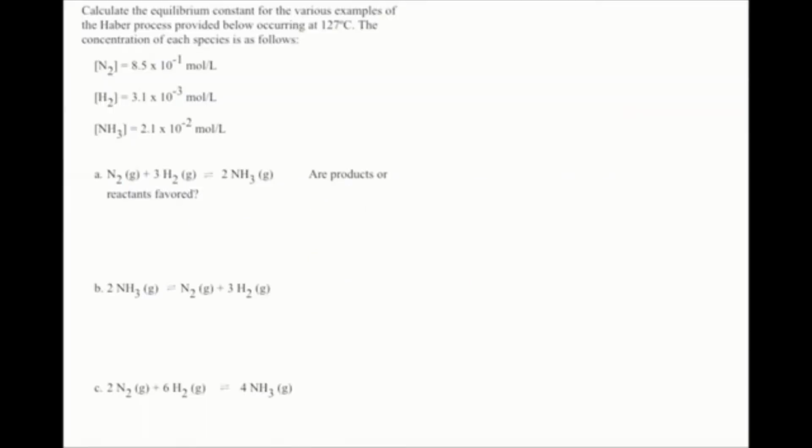Now that we've talked about the quantitative value of your equilibrium constant and what that tells you about whether your products or reactants are favored, I'm now going to show you ways in which you can manipulate equations and therefore how to manipulate your equilibrium constant. So this is the Haber process, nitrogen reacting with hydrogen to form ammonia. The first question in A simply asks whether products or reactants are favored.